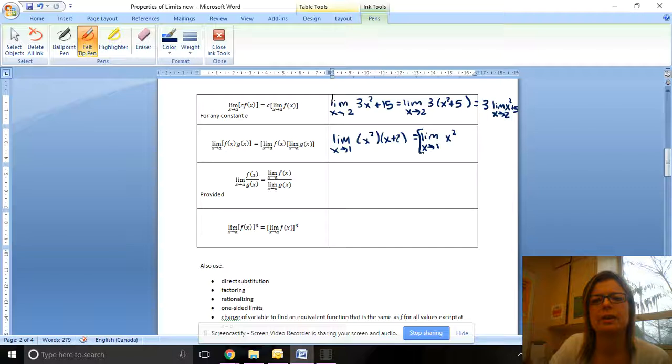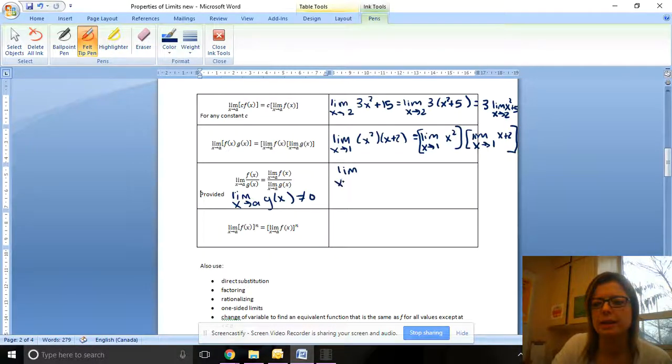Okay, similarly, we have division here. So if you're dividing two functions, you can just divide the two limits, provided, of course, the limit as x approaches a of g of x is not 0. Okay, so if we have a rational function, like the limit as x approaches 3 of 2x over x plus 1, I can divide that into the limit as x approaches 3 of 2x divided by the limit as x approaches 3 of x plus 1.